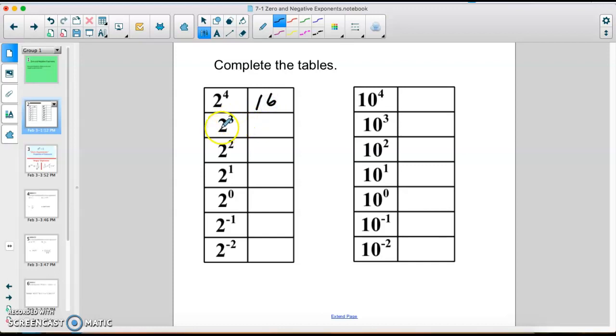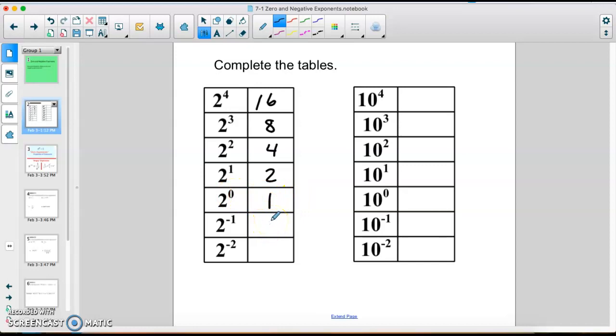Okay, 2 to the third, this is really 2 times 2 times 2. 2 times 2 is 4, times 2 is 8. Okay, 2 squared, 2 times 2, 4. 2 to the first is just 2. 2 to the 0 power, anything to the 0 power is 1. And you could plug that into your calculator and you'd get 1.